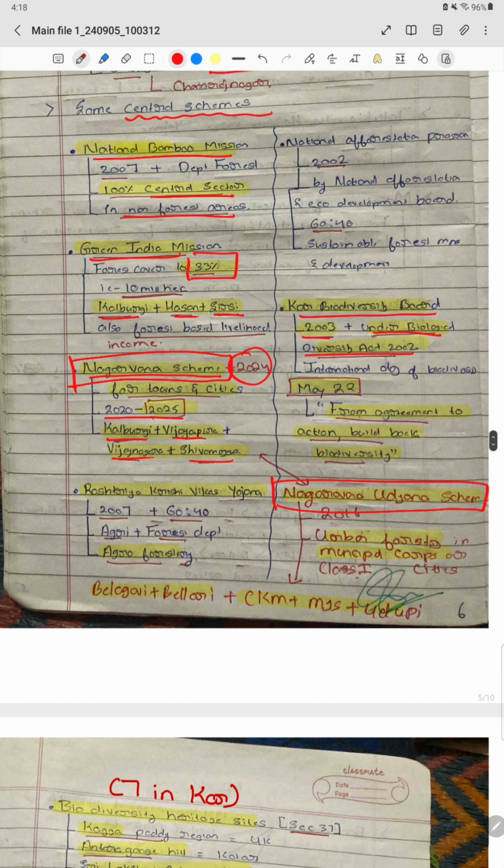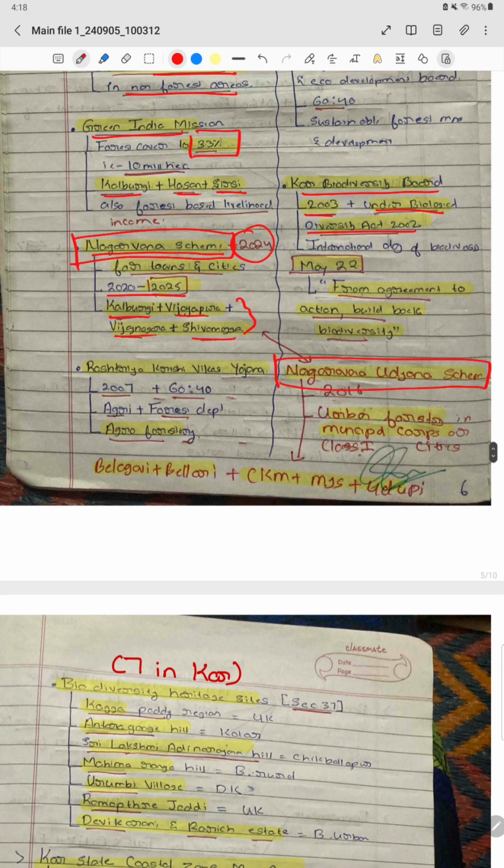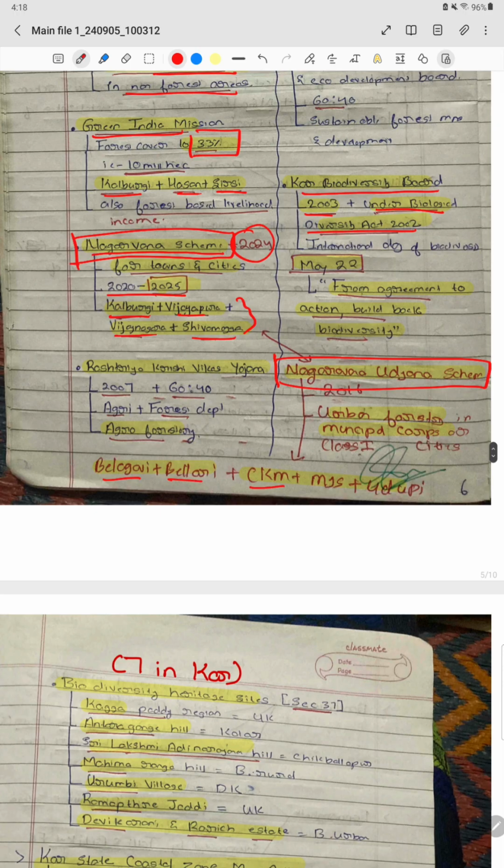This is basically for the towns and cities and these districts. And this Nagaravana Udyana scheme is basically for the urban forestry and municipal corporations of class 1 cities, which are Belgaum, Ballari, Chikmagalur, Mysore and Udupi.